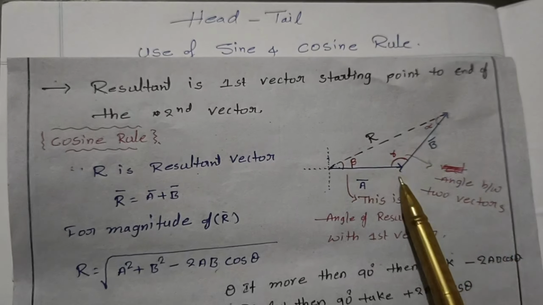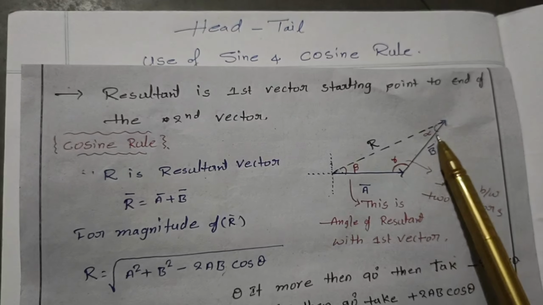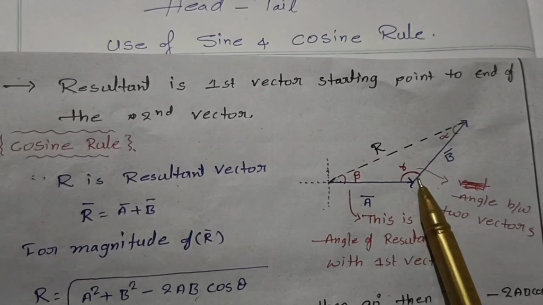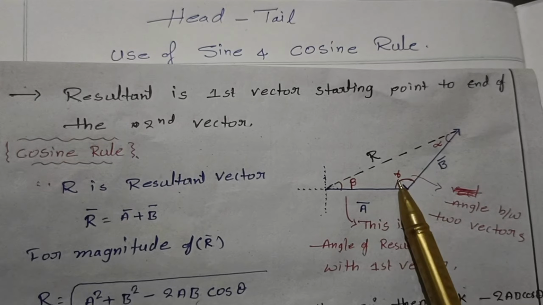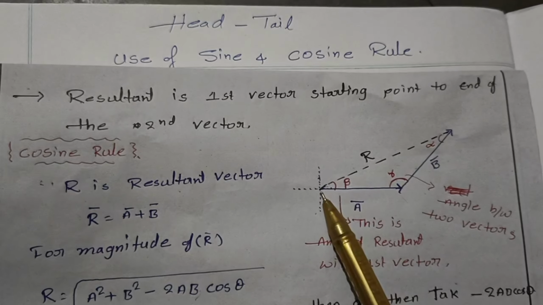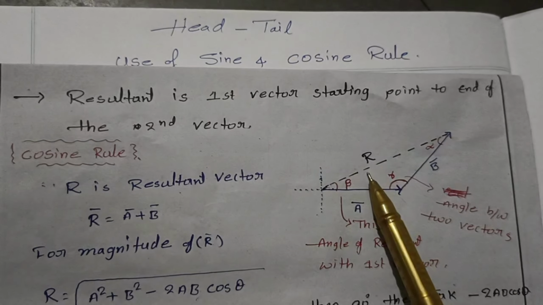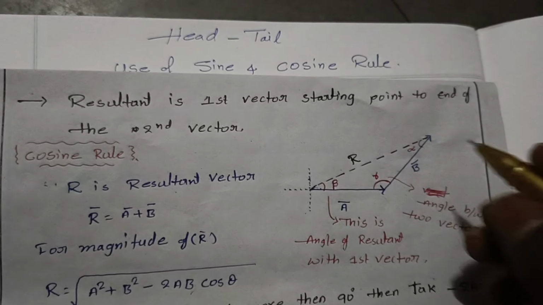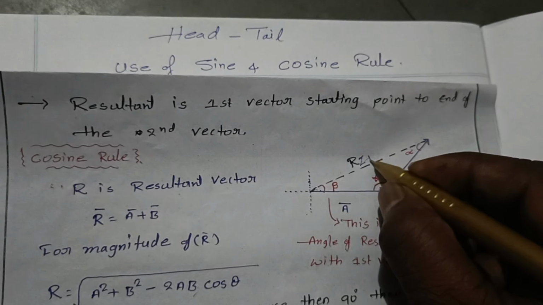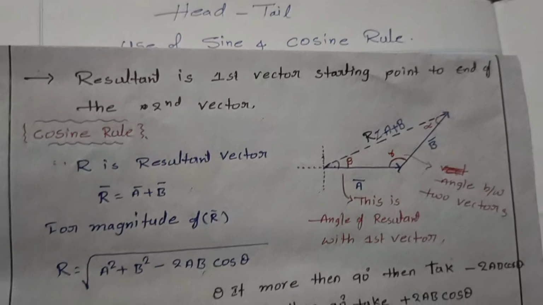This is most important. Here I took vector A in the north direction and vector B making a 60 degree angle with the positive x-axis. The second vector's tail should be added to the first vector's head. The angle between these two is called the angle between the vectors, and the resultant vector should run from the starting point of the first vector to the ending point of the second vector, that is R equals A plus B.